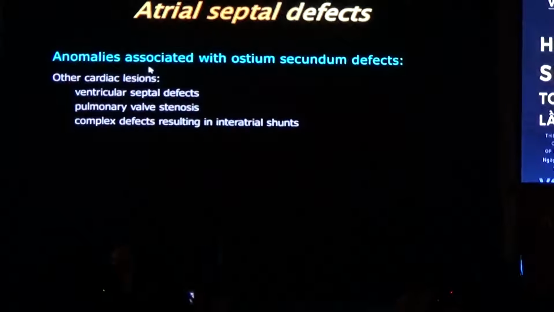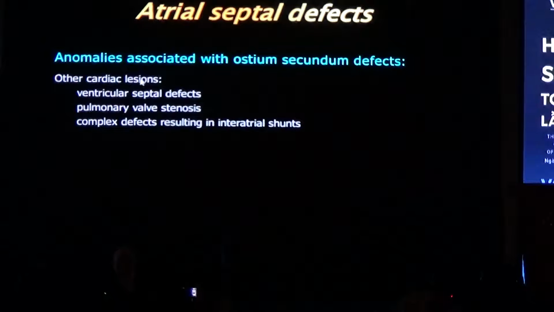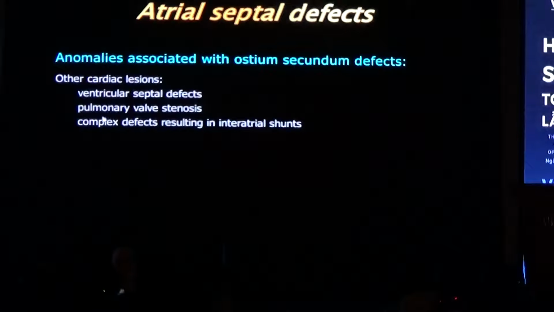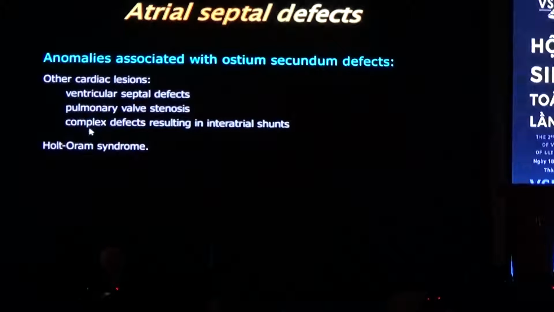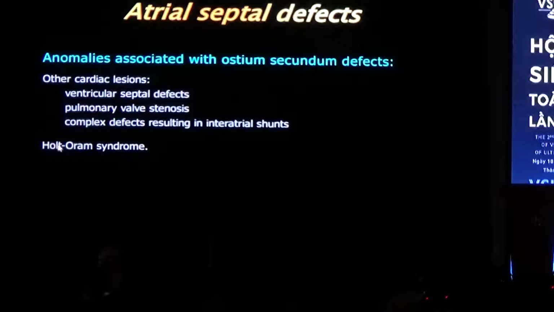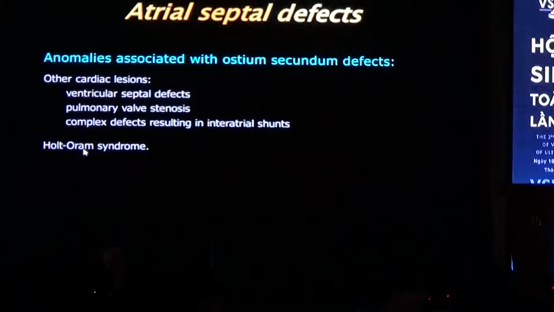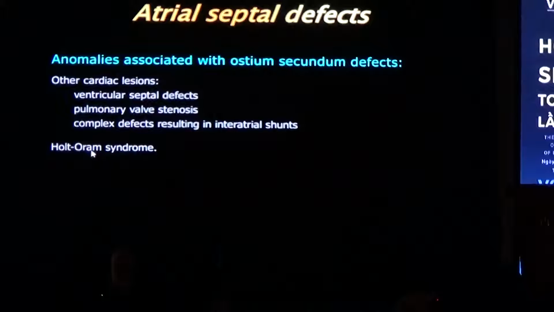They are hard to detect, and so we tend to miss them. They are associated with many other cardiac lesions: ventricular septal defect, reverse stenosis, and many complex defects resulting in interatrial shunts. Another common one is Holt-Oram syndrome. If the mother of the baby has a missing finger, missing thumb, or a triphalangeal thumb, think that the baby also has Holt-Oram syndrome.